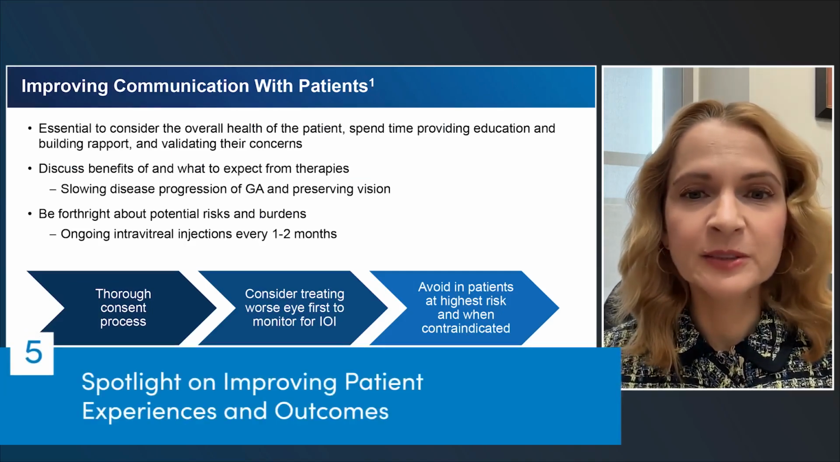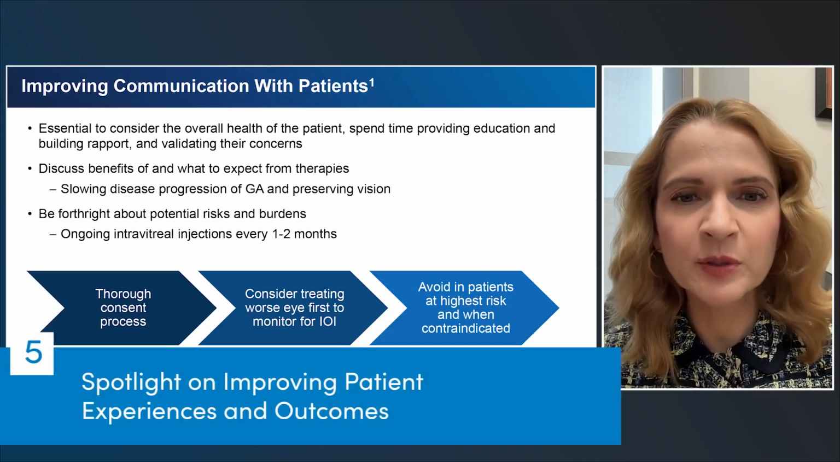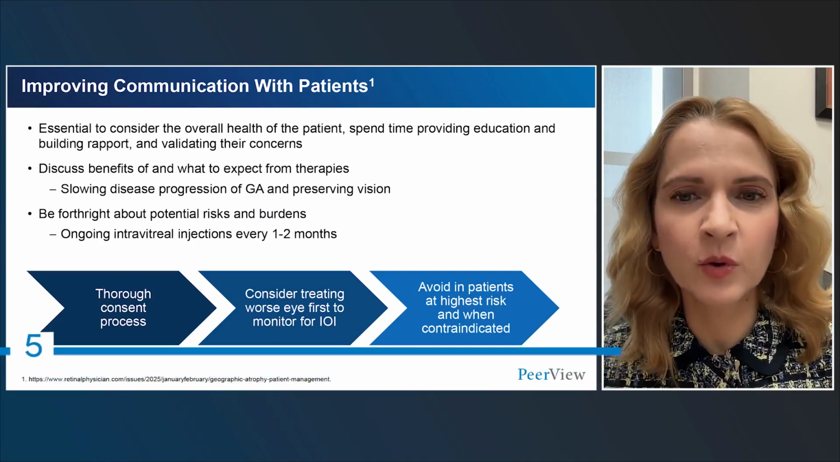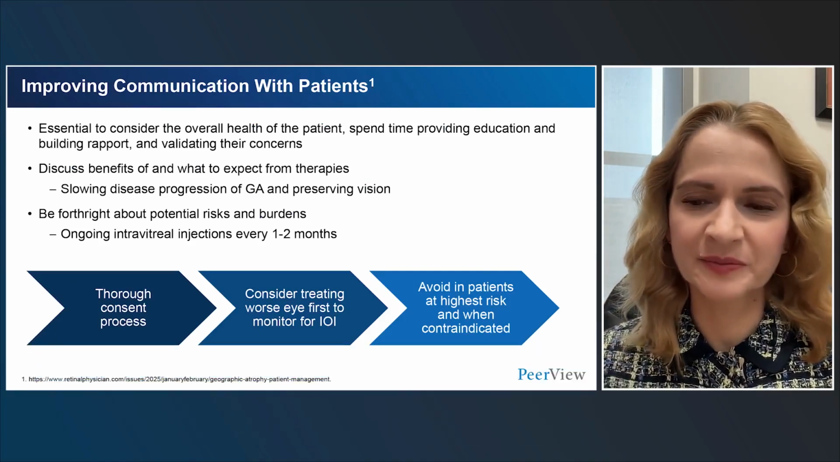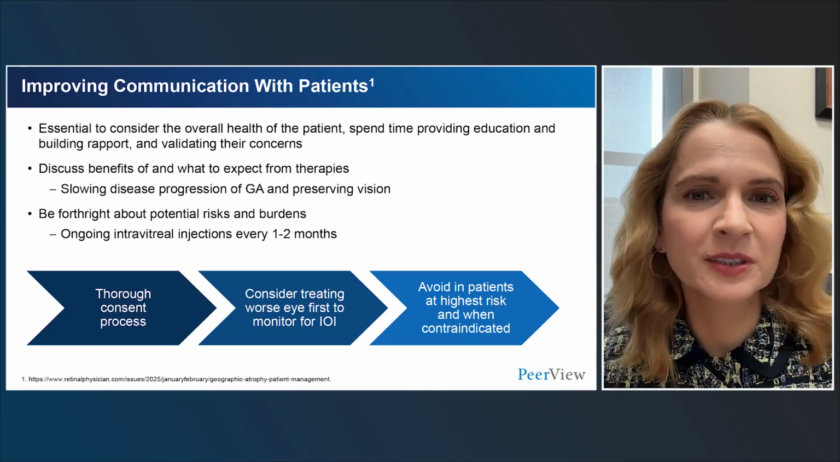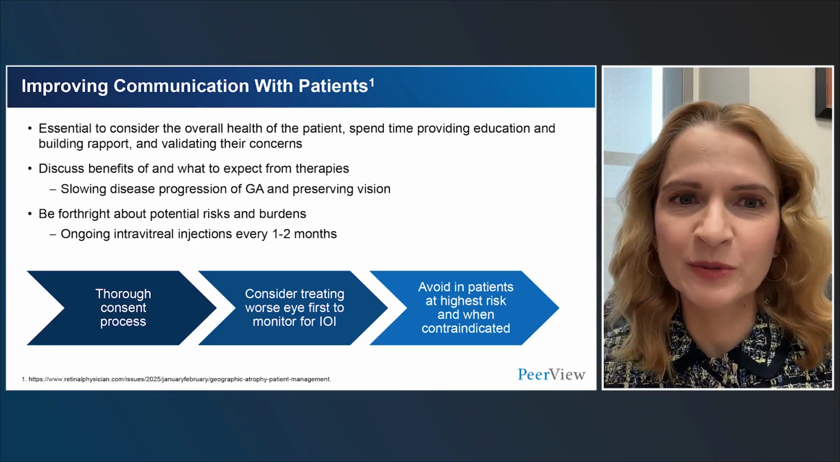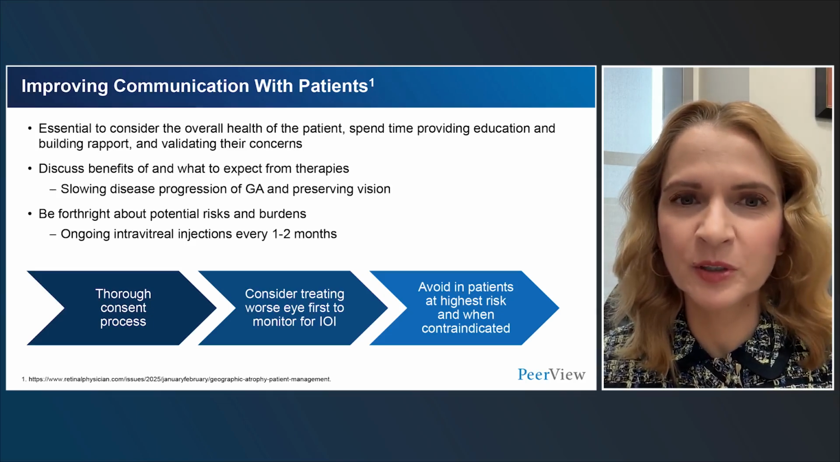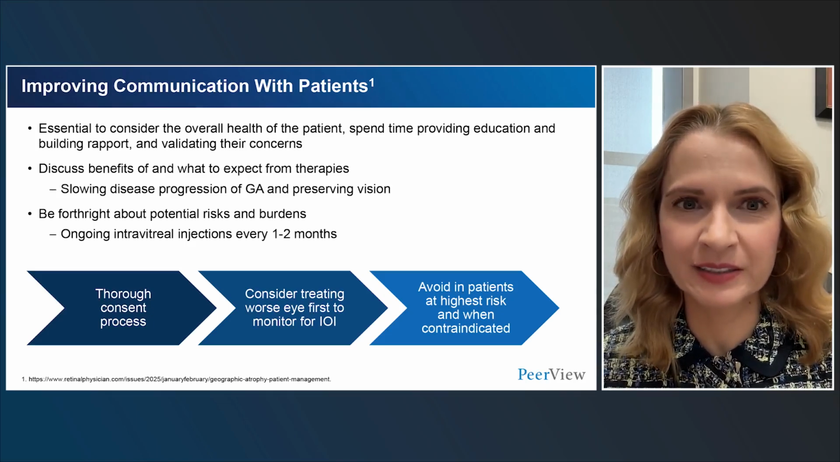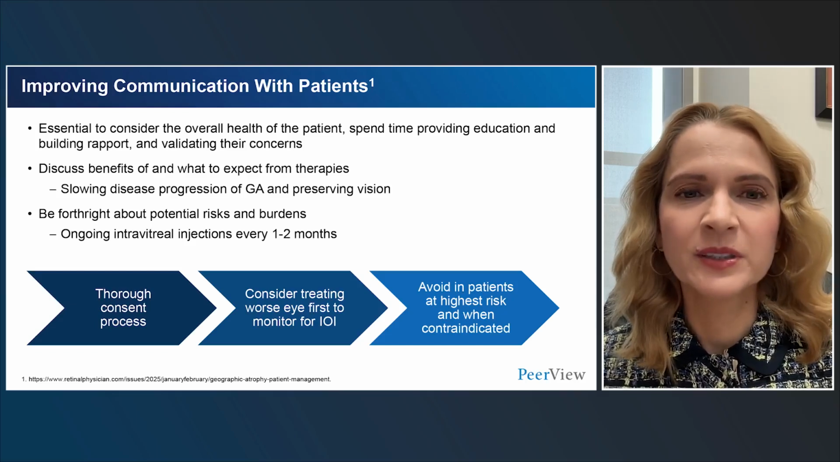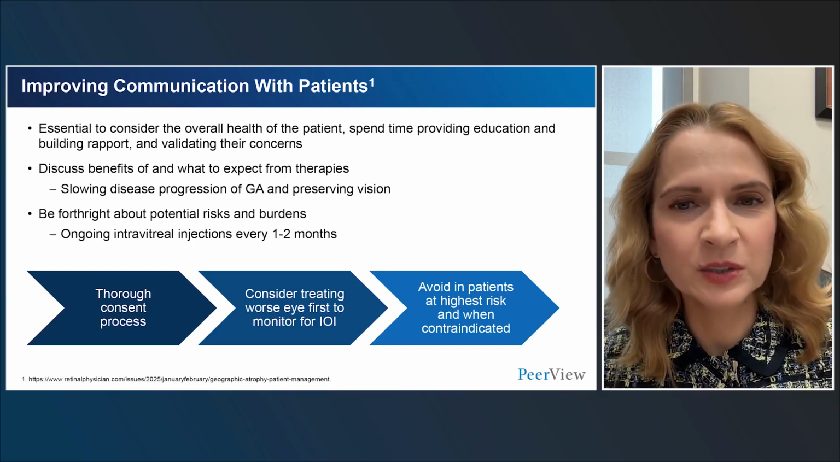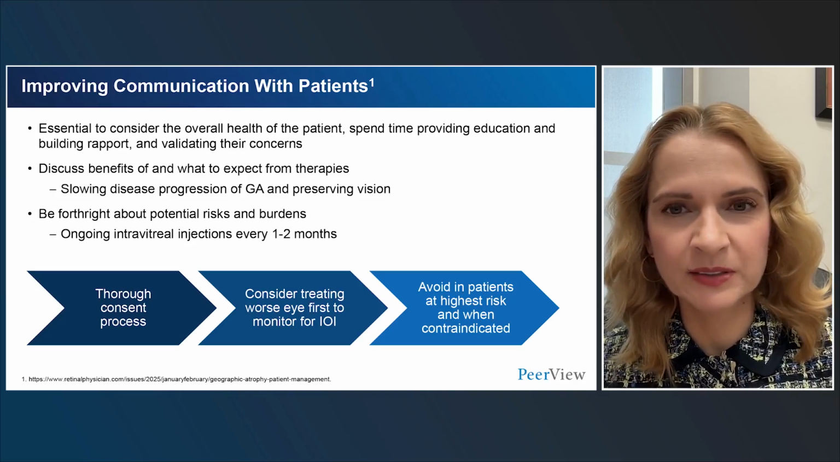In this module, let's spotlight the patients. How can we improve their experiences and outcomes while managing geographic atrophy? It is essential to consider the overall health of our patients. As physicians, we need to spend time providing education and building a rapport with them and caregivers and validating their concerns. We discuss benefits of what to expect from ongoing therapies.